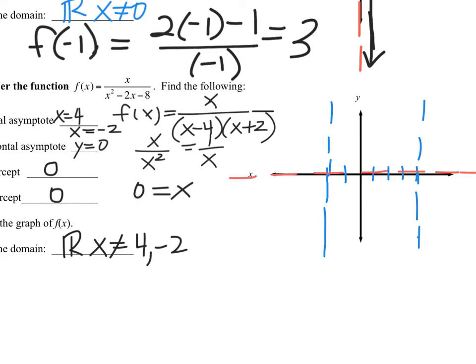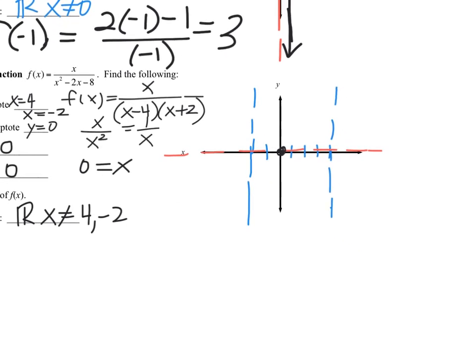And the only point I got on my graph is 0, 0. So you're going to need to plug in some points here to find out what's happening on the rest of them. So what happened was it broke it up into 3 parts. Okay? So let's go ahead and find out what's happening over here in this area. So let's plug in a number for x.